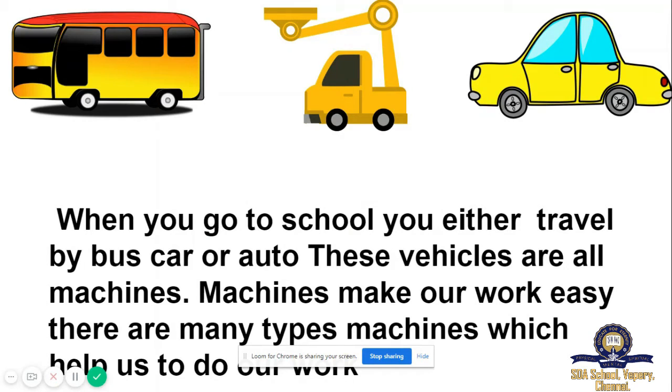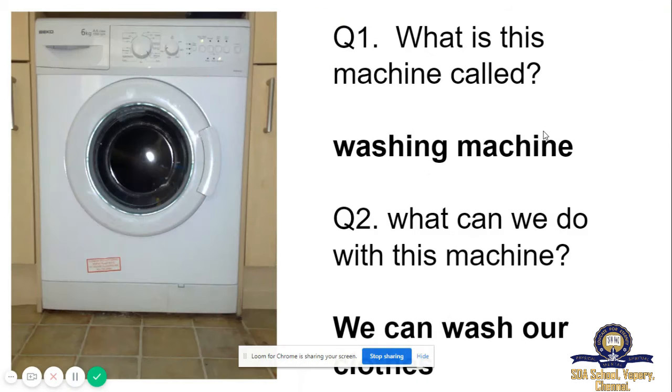If you go to the kitchen, there are so many machines which help your mother. If you go to the living room, there are so many things which entertain us, like TV, radio and computer. So this world is filled with many types of machines. Without machines it is impossible to live.